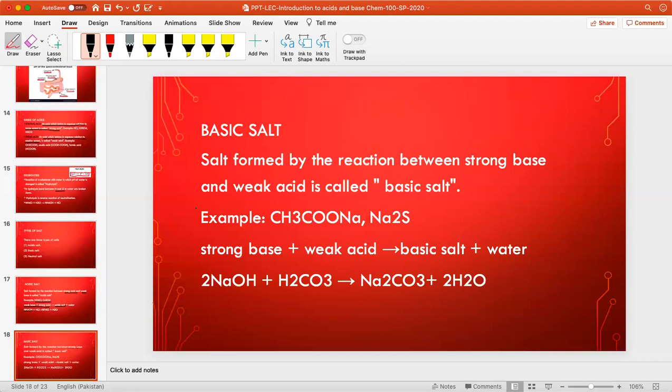Next is the basic salt. Salt which is formed by the reaction with, now comes the exact reverse. It's the reverse. Strong base but weak acid. Okay, the salt will be basic salt.